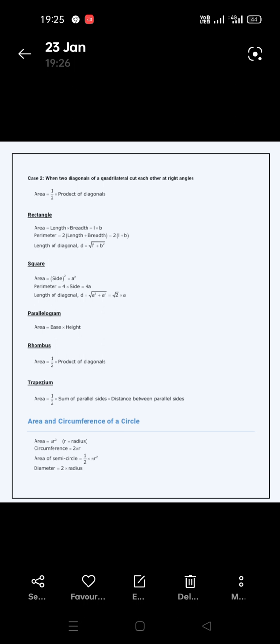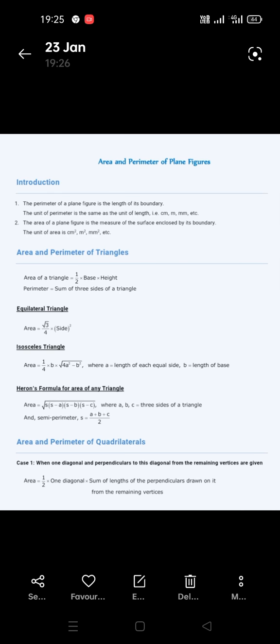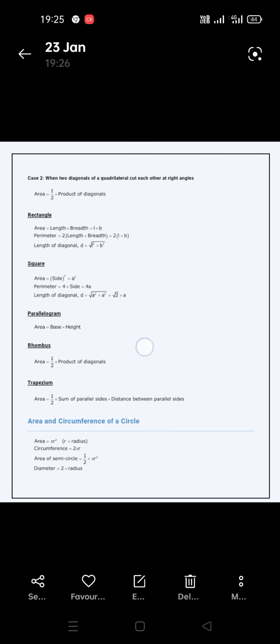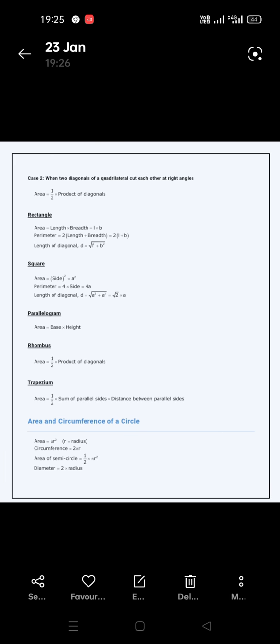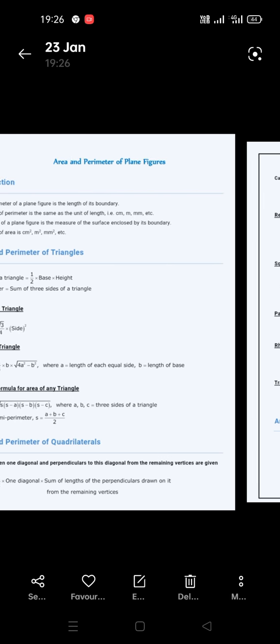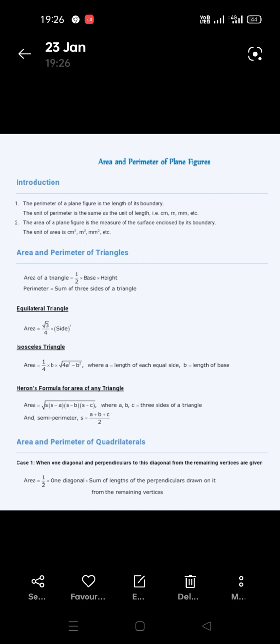So with this we come to the end of formulas. These are the most mandatory formulas. If you want, you can take a screenshot as well. This is your first page and this will be your second page. If you have any query, any confusion, you can ask in the comment section right now. I solved some questions regarding Heron's formula, trapezium, and all these areas and circumferences. These are some formulas, and we understood what is perimeter and what is area.